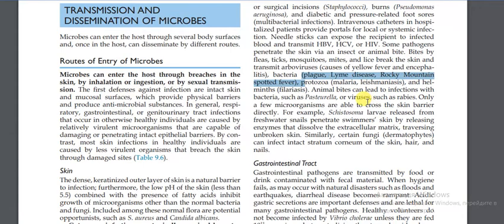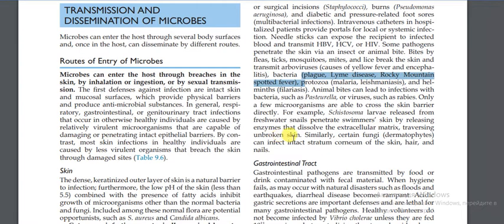Schistosoma larvae can cross the skin barrier without any help. Released from freshwater snails, they penetrate swimmers' skin by releasing enzymes that dissolve the extracellular matrix, traversing unbroken skin.